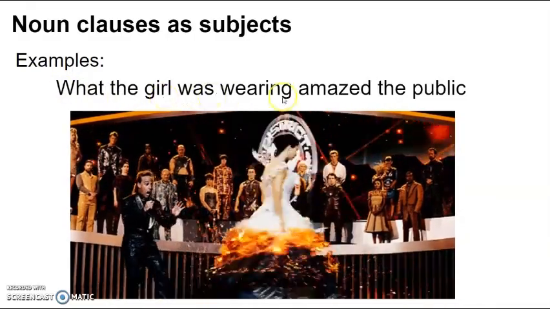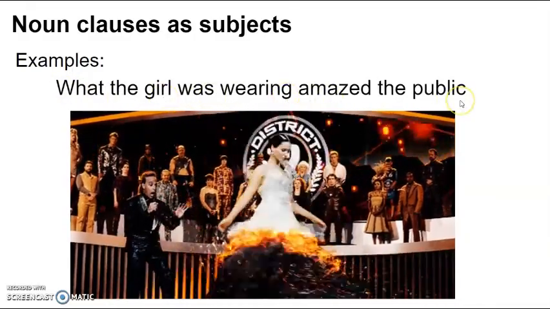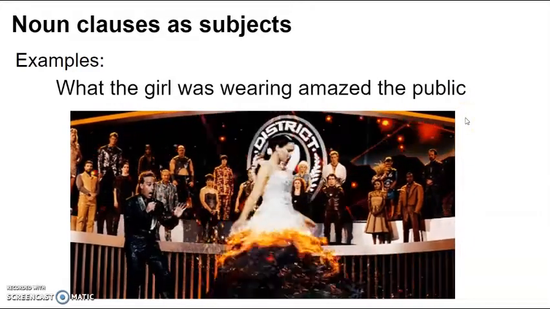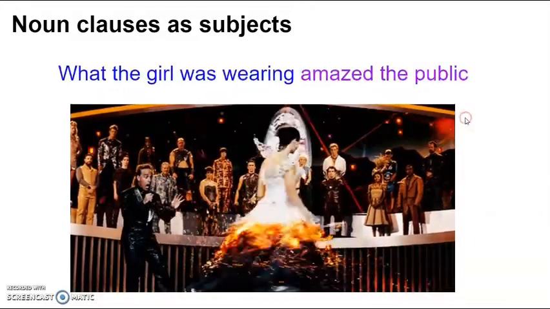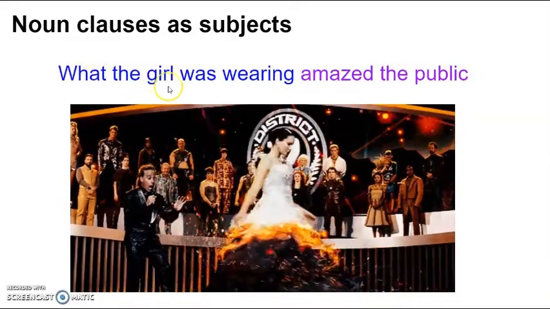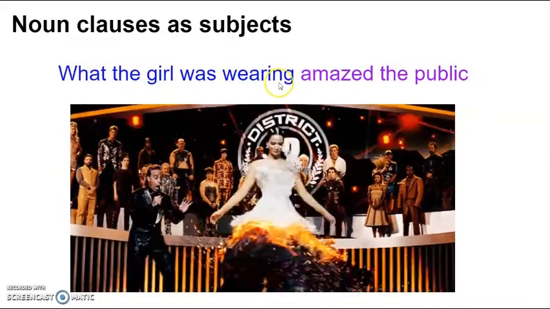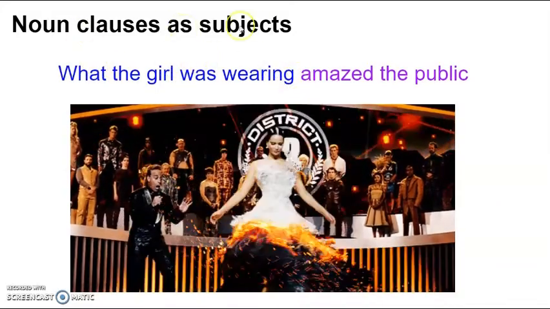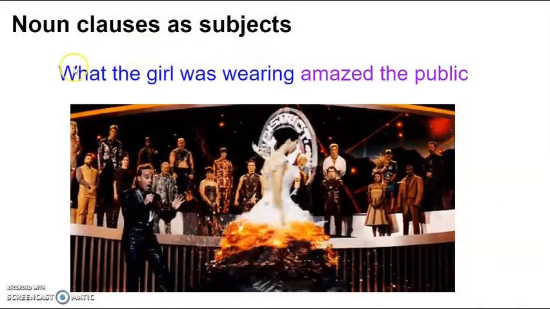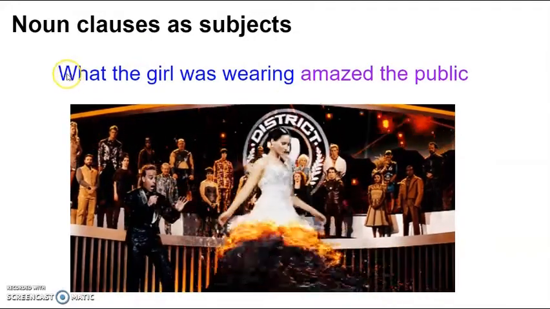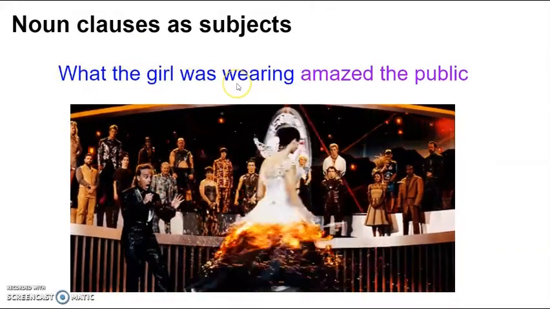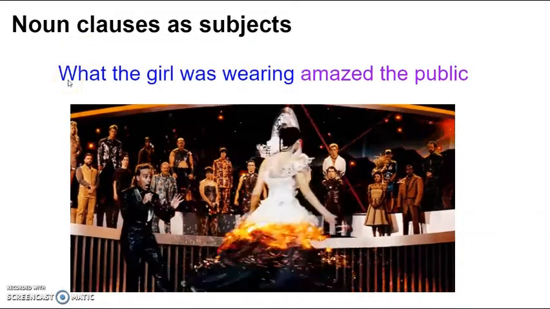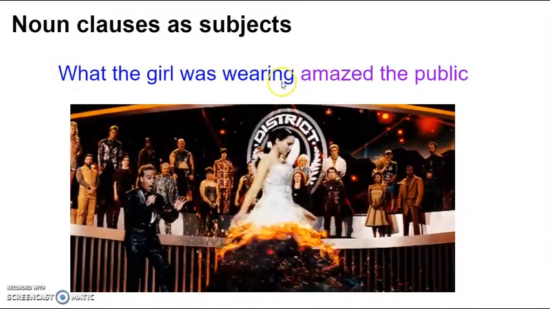What the girl was wearing amazed the public. Can you identify which is the noun clause and what is the predicate? Well, the noun clause as a subject is the blue sentence. So we have what the girl was wearing. All of this is a noun clause as a subject because we have the noun and we have the verb.